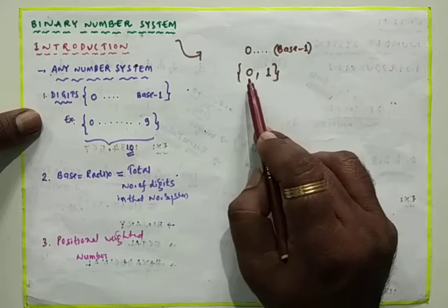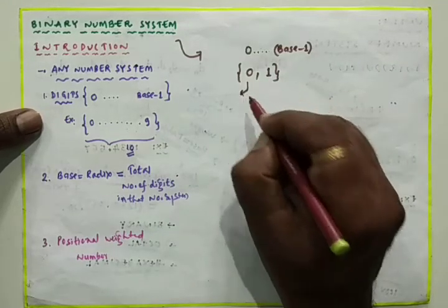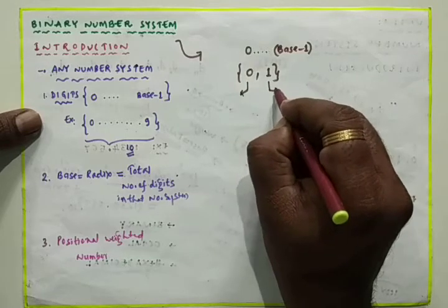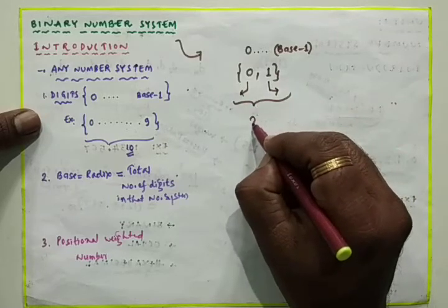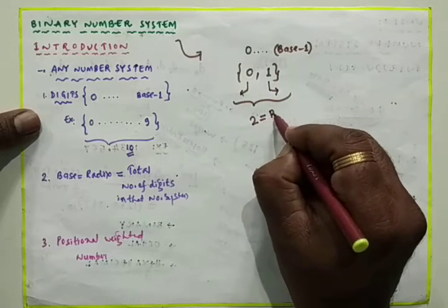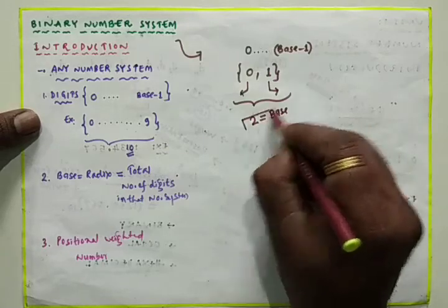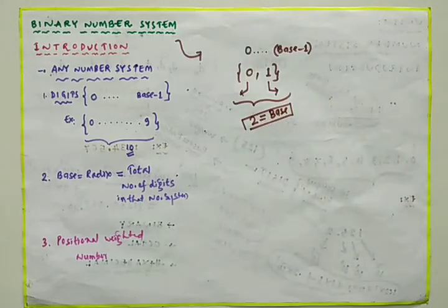So the binary number system starts with 0 and ends with 1. The total number of digits in this number system is equal to 2, so the base of the binary number system is 2. We have to remember that the base of the decimal number system is 10, so it has 10 unique symbols. The base of the binary number system is 2, so it has only 2 unique digits, which are zeros and ones.